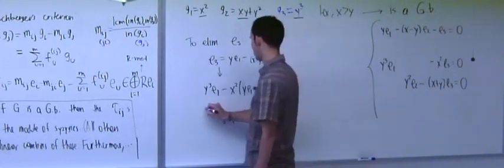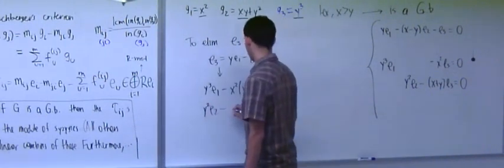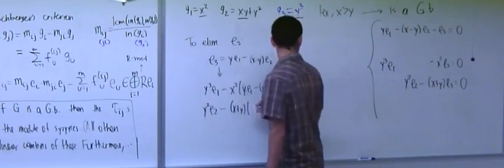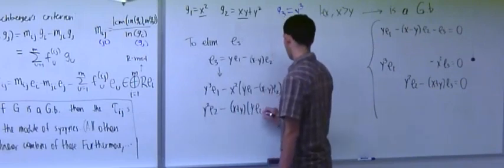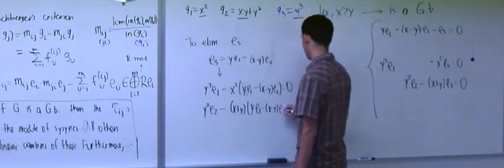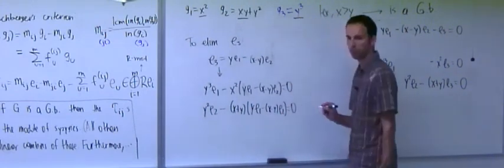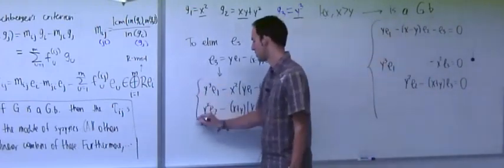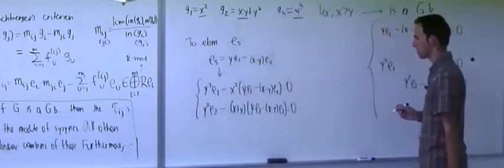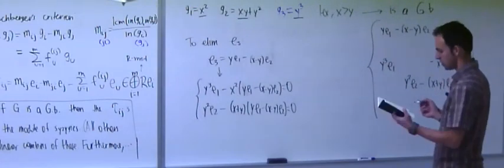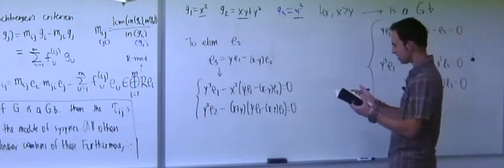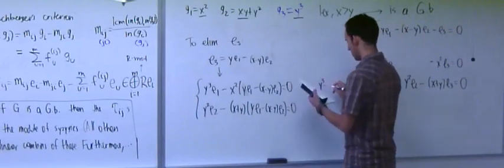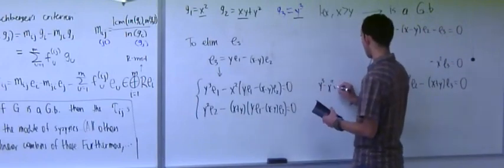And then we get y squared E2 minus x plus y times y E1 minus x minus y E2 is equal to 0. And that's it. These are going to be the relations between E1 and E2. Okay. When you sort out what this mess is, you'll see that the relations look like this. Y cubed minus x squared y.